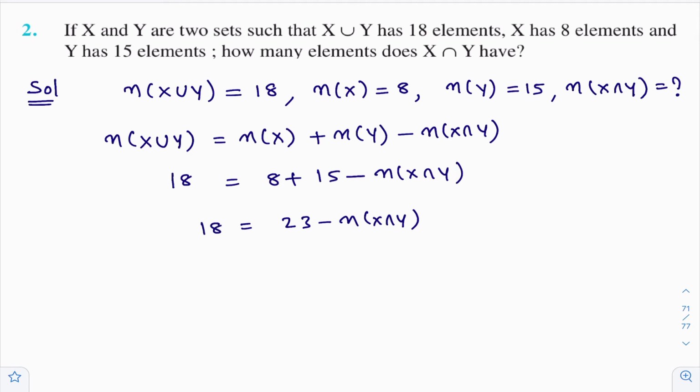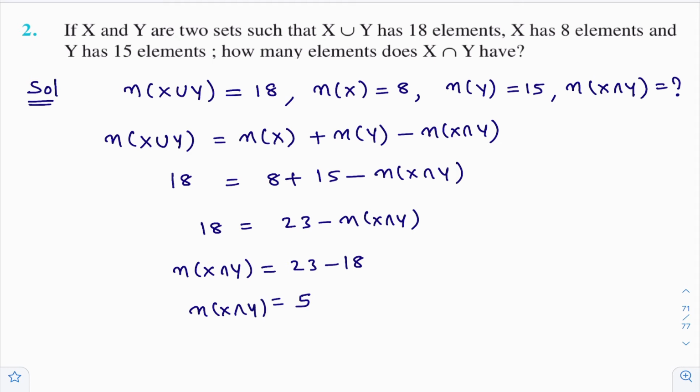So you take N of X intersection Y to the left hand side. What you will get? N of X intersection Y equals 23 minus 18. So N of X intersection Y, 23 minus 18 is 5. So N of X intersection Y is 5.